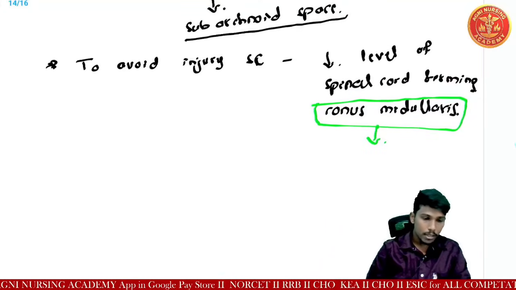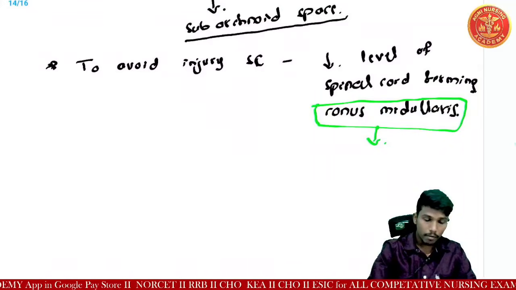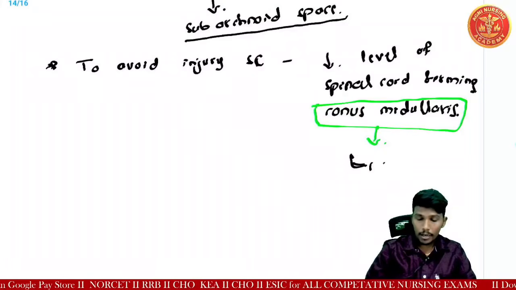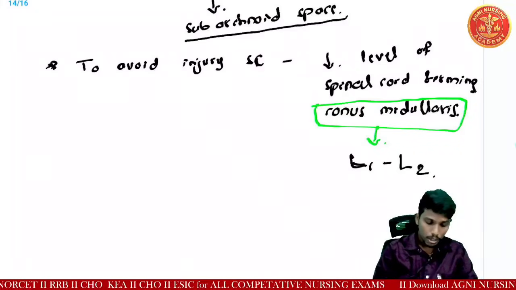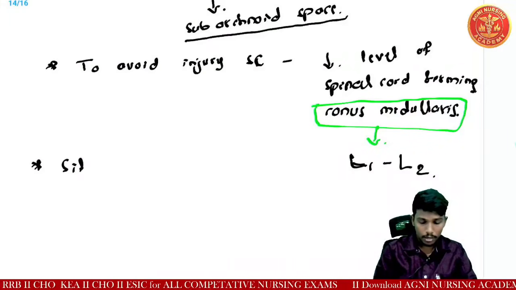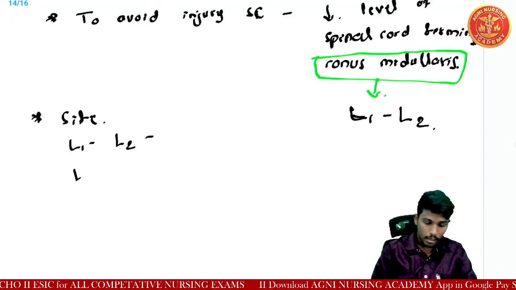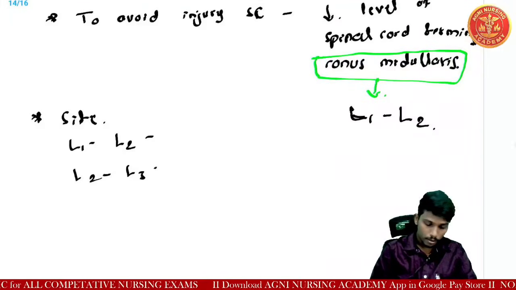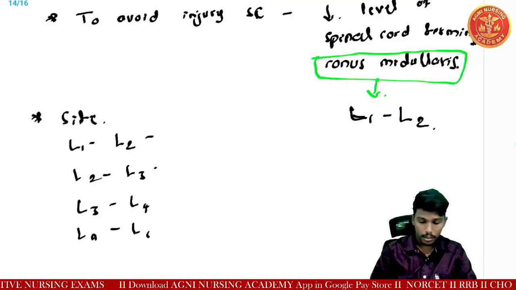Then coming to the site, the conus medullaris ends at the level of L1 and L2 in the adult. Don't get confused. Then coming to the sites of the LP: first one is L1 to L2, then L2 to L3, L3 to L4, and L4 to L5 also we can collect.